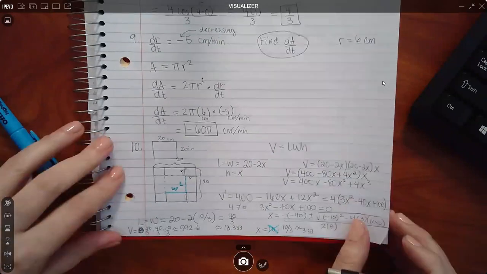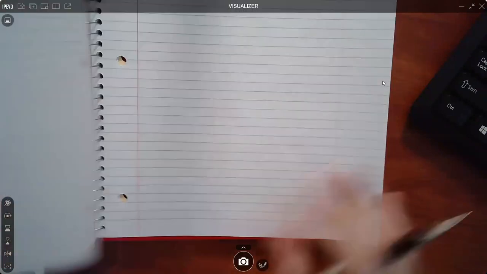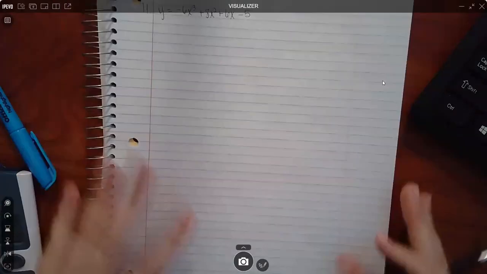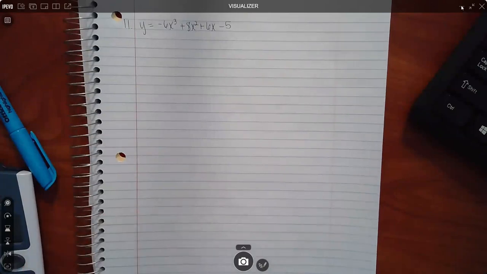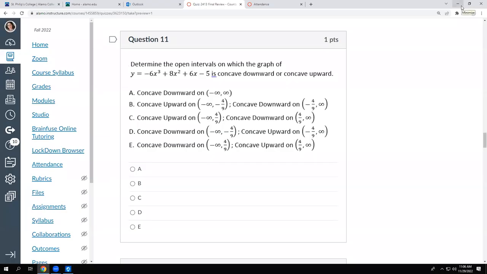Okay, number 11 is this one, and I believe it asked about concavity. So it says determine the open intervals on which the graph of this thing is concave down or concave up. So big idea, how do we figure out concavity? What do we need?